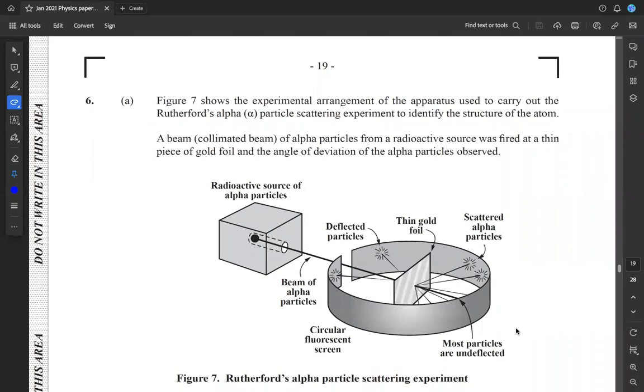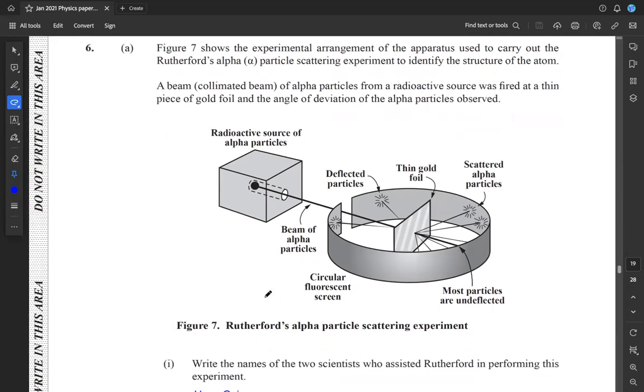Hello, everyone. Let's do question 6 from the January 2021 CSEC Physics Paper 2. Part A reads that figure 7 shows us the experimental arrangement of the apparatus used to carry out Rutherford's alpha particle scattering experiment to identify the structure of the atom. A collimated beam of alpha particles from a radioactive source was fired at a thin piece of gold foil, and the angle of deviation of the alpha particles was then observed, right?